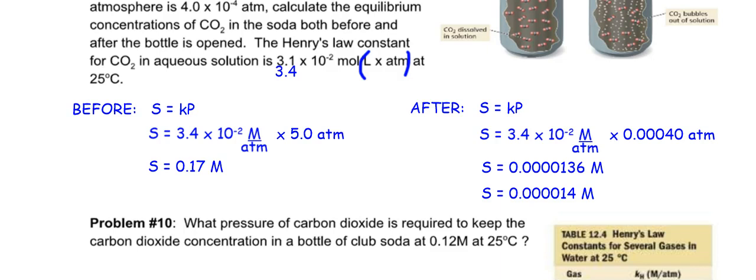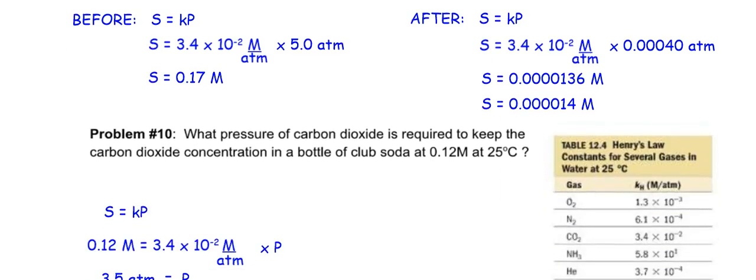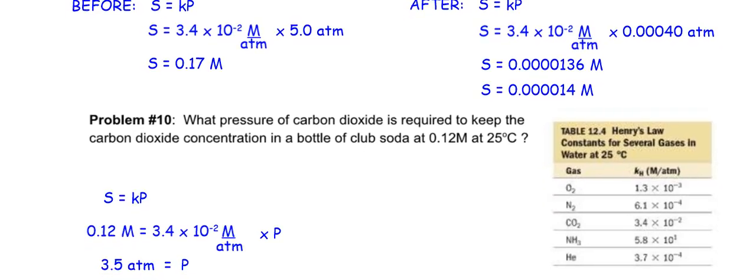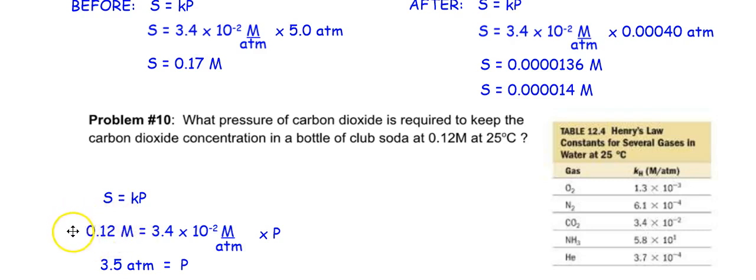All right, welcome back. Hopefully you did it. It wasn't too hard, I hope. And this is what I got here. So solubility is equal to Kp. 0.12 is equal to 3.4 times 10 to the negative 2 molarity over atmosphere times pressure. So I divided both sides by the K value. I get a pressure of 3.5 atm. Why 2 sig figs? Because this is 2 sig figs.